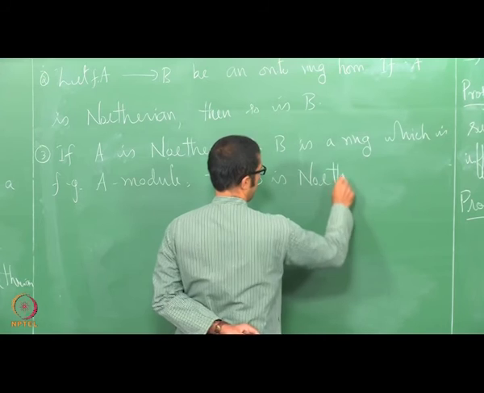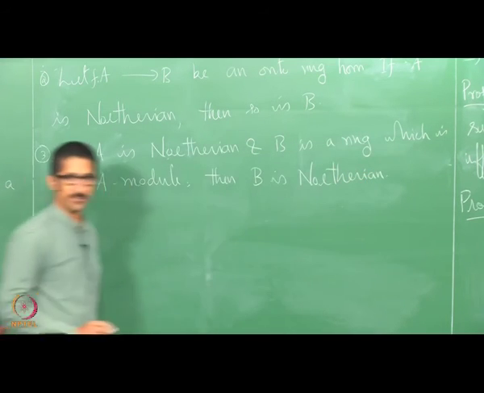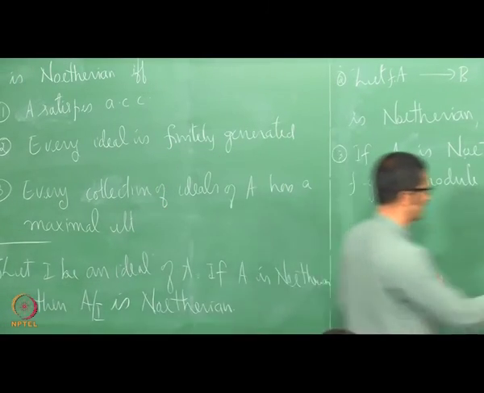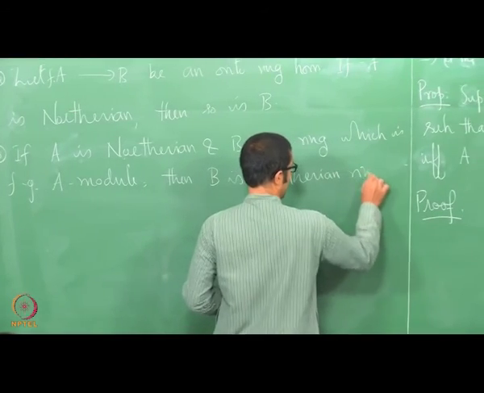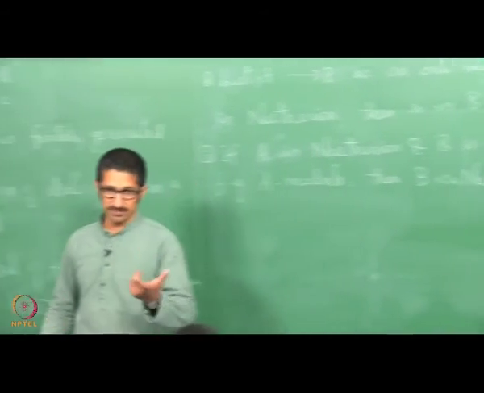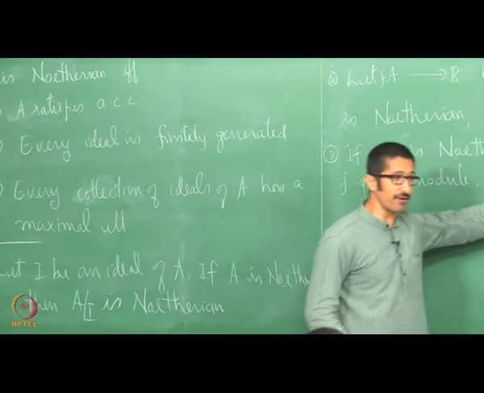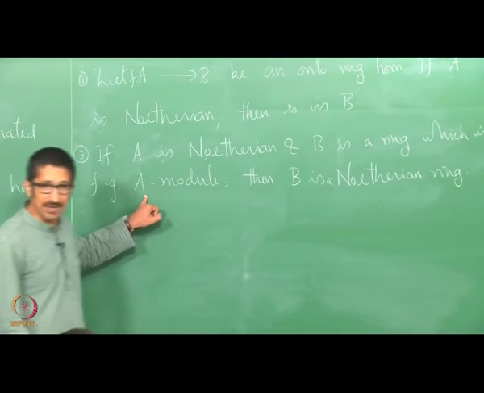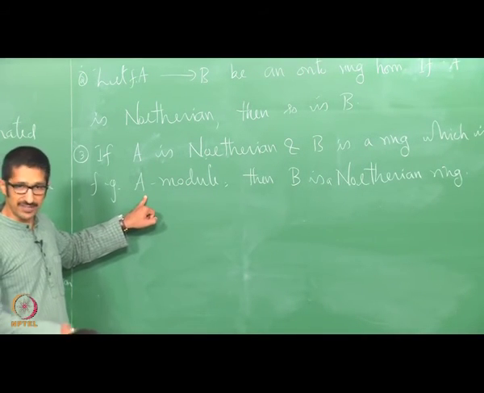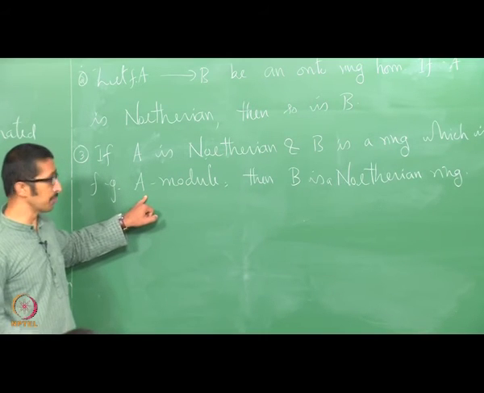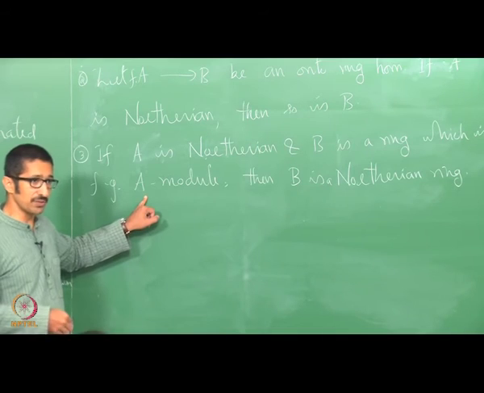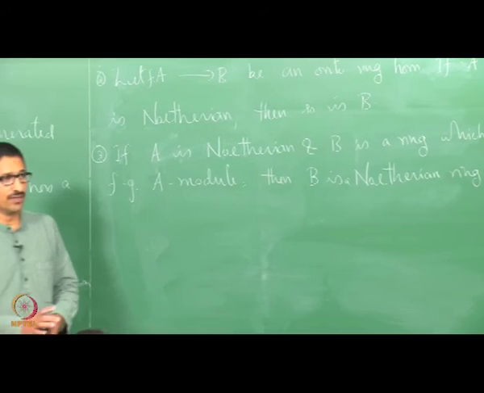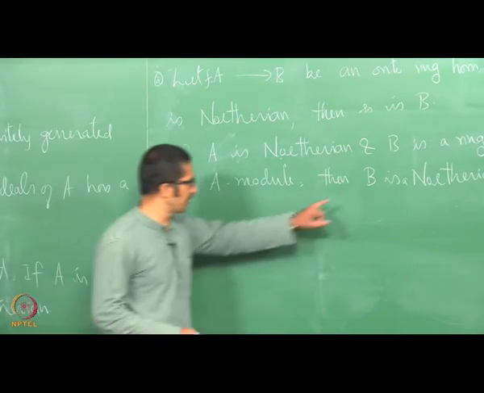How do you say this? Here we want to say that this is a Noetherian ring. As a ring it is Noetherian, we want to say. As a module, that we have already seen. If A is Noetherian and B is a finitely generated A module, then we have already seen that it is a Noetherian A module. But we want to say that as a ring it is Noetherian. So, how do you do that?